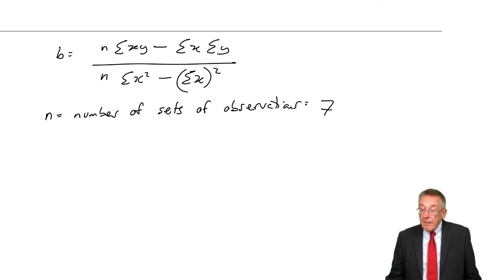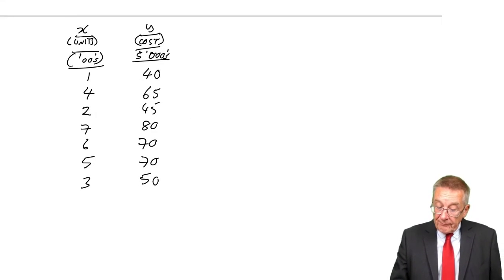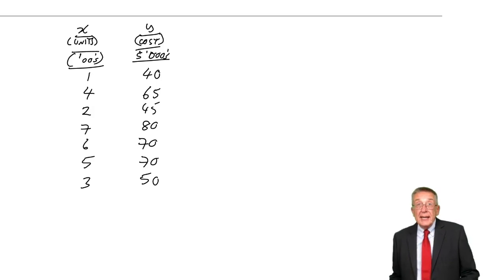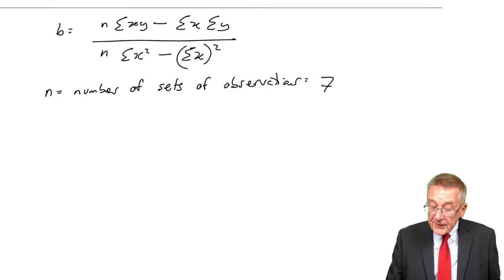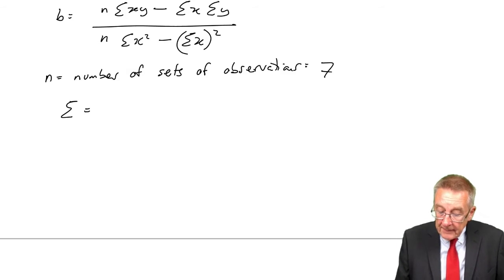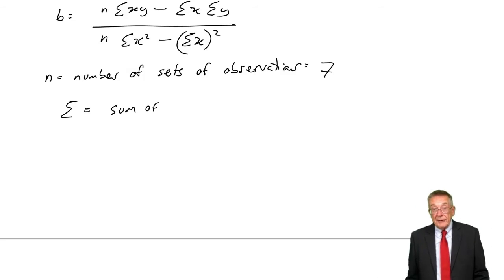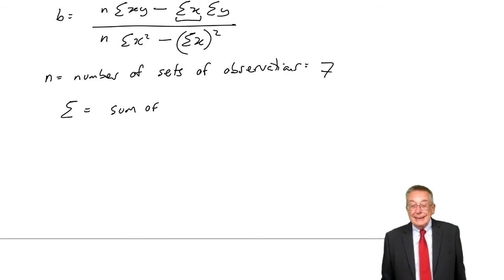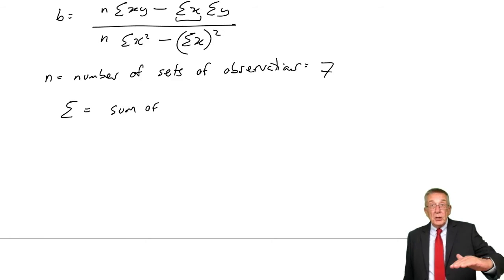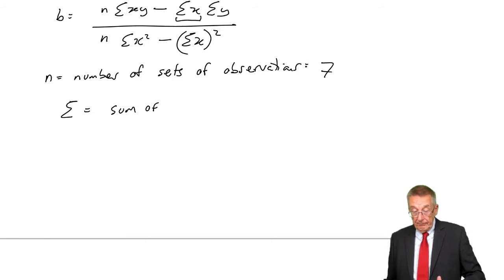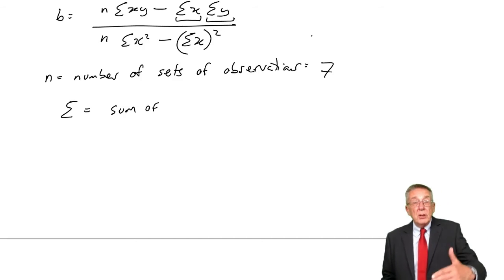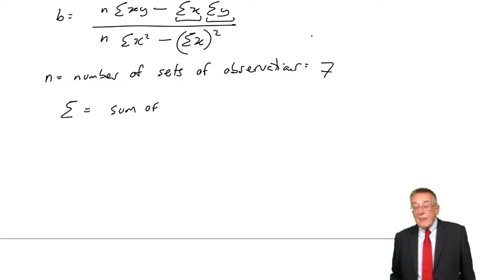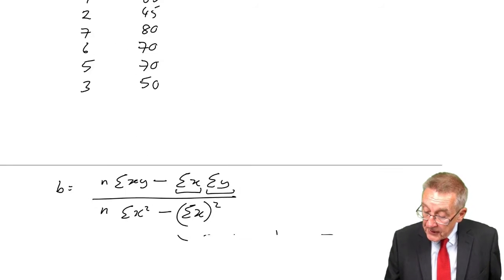We know what X and Y are. X is the number of units, Y is the cost. Well, the symbol sigma means sum of, or total of, whatever comes after it. So although we've got lots of them here, sigma x, for example, simply means it's the total of what comes after it, all the x's. Sigma y is the total of all the y's. So before I go any further, let's calculate those.